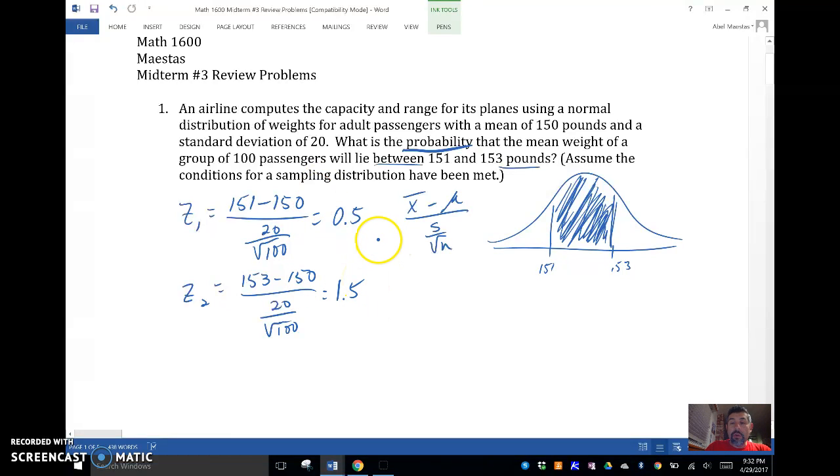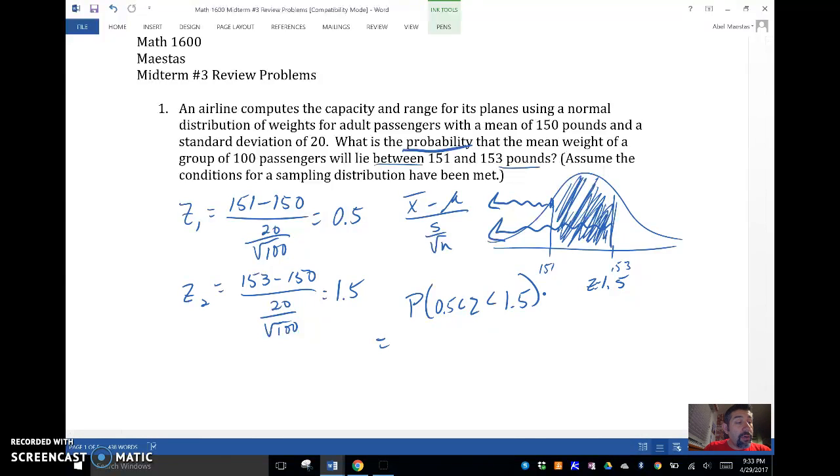So I have my two z-scores, and I'm finding the probability that z is between there, right? Between 0.5 and 1.5. And I'm going to use my table to do that. Again, I want to find the area all the way down here. In this case, 153 is going to be the 1.5 z-score. And then I'm going to find the area right here. And I'm going to subtract those two areas. And I can use the z-table for that. But I already did this in my calculator.